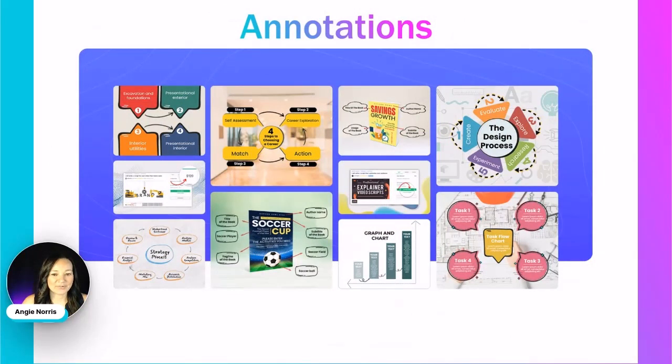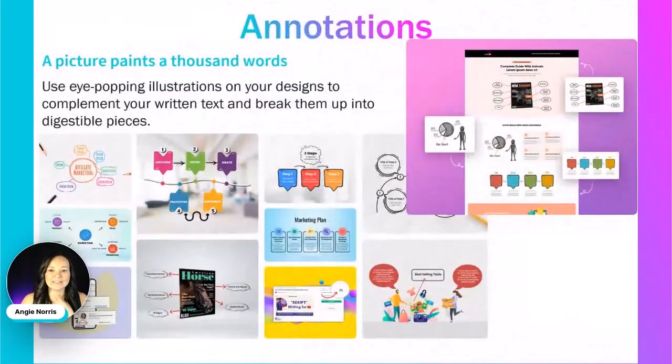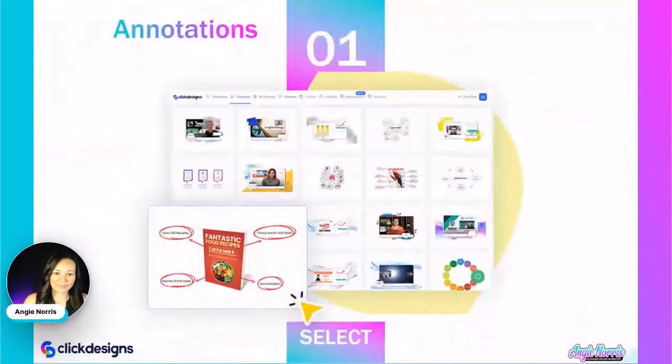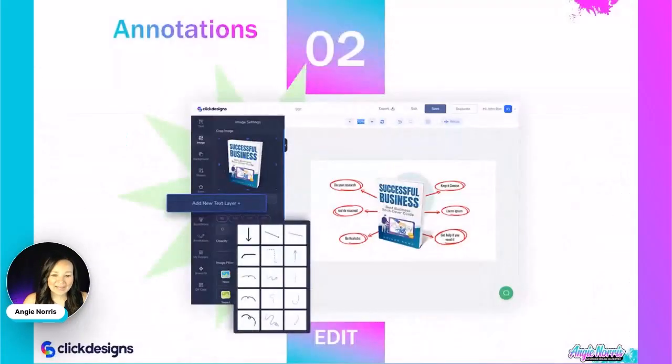And what you want to do here is explain a process, explain something that's a thought, right? And this is great because infographics are very popular and people love to see infographics. Okay, annotations, they're eye-popping, they complement, and again, they paint 1,000 words again. But we use that same language because it's so true, right? And you can do this by 1, 2, 3. You can select the annotation you want. Really, really neat, really cool. And then you want to edit.